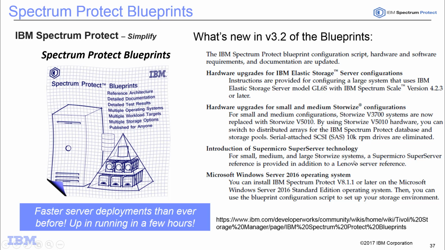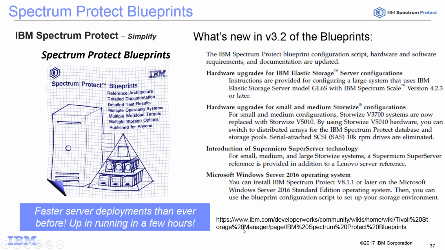And then we also have Microsoft Windows Server 2016 operating system recommendations if you are installing your IBM Spectrum Protect version 8.1 or later on Microsoft Windows Server 2016 Standard Edition. And those blueprints are accessible on the web. You can either Google for IBM Spectrum Protect blueprints or go to this link here.